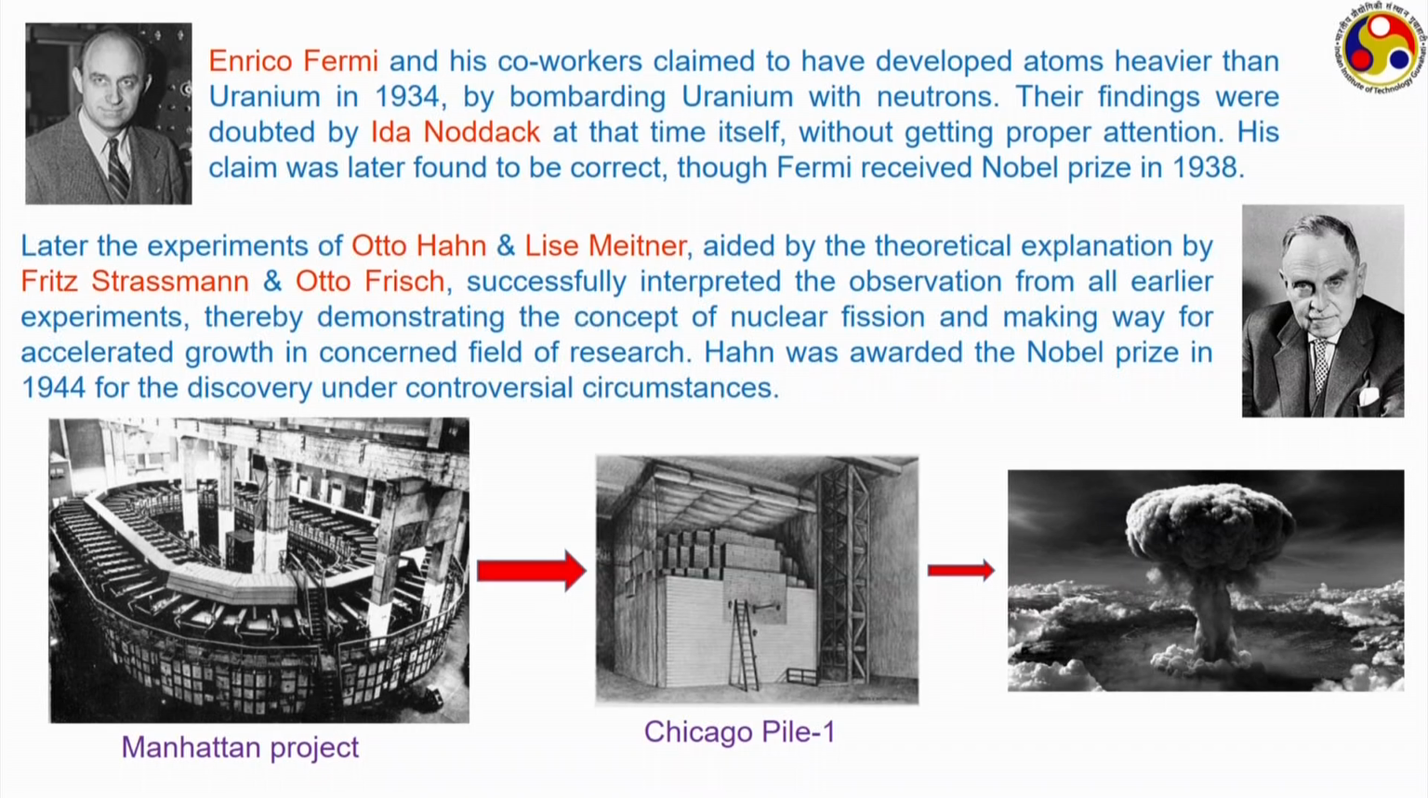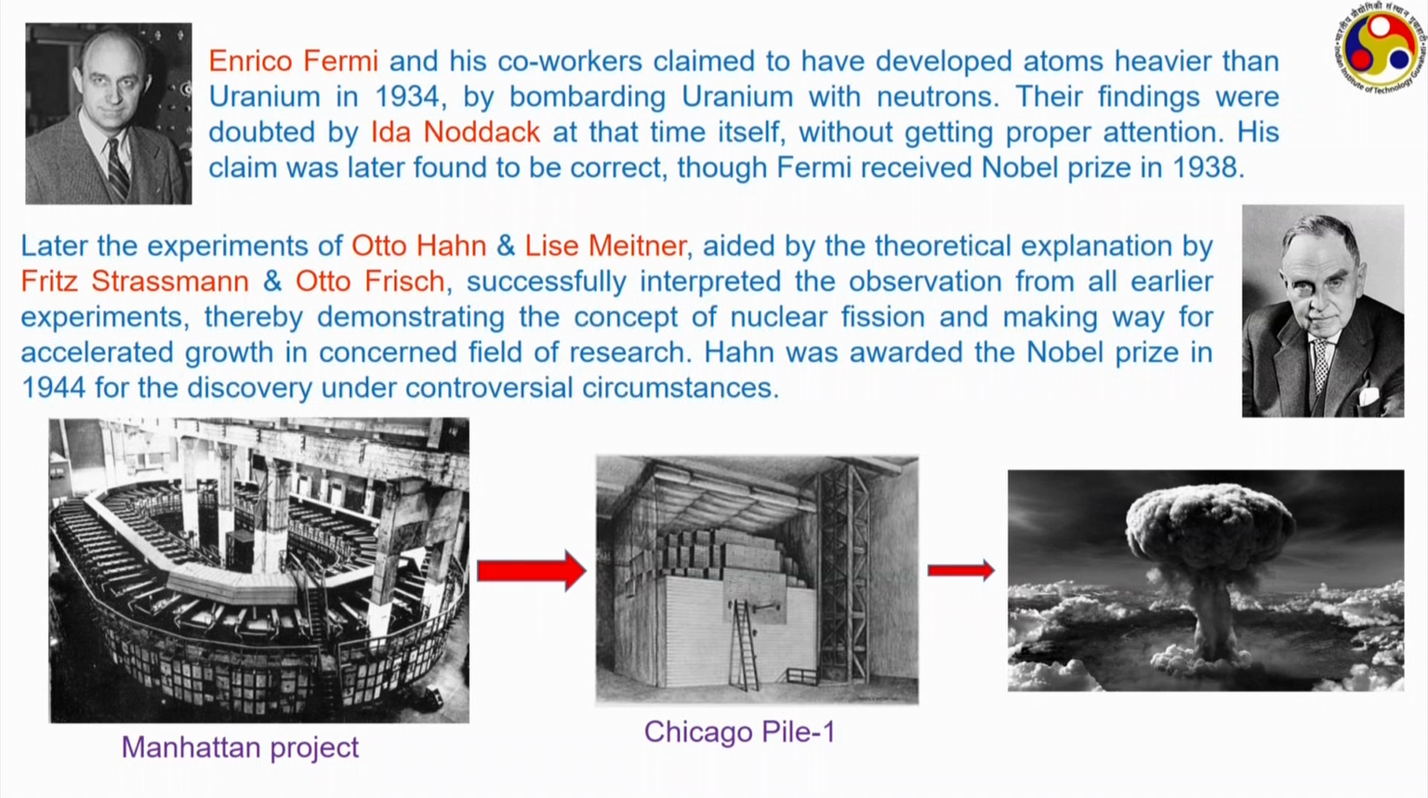Enrico Fermi and his co-workers were the group who first claimed to have developed atoms heavier than uranium in 1934, because till that time uranium was the atom identified as having the highest amount of mass.